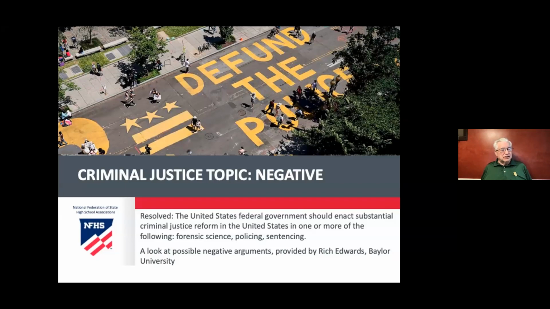Again, a reminder, the national topic this year, which by the way, was originated with Colton Gilbert, who's the debate coach at Little Rock and home of Brown v. Board of Education. If any of you had the opportunity to visit Little Rock and to see that site, it's pretty interesting that this topic was authored by an African-American brilliant young man, Colton Gilbert. So the wording of the topic: the United States federal government should enact substantial criminal justice reform in the United States in one or more of the following: forensic science, policing, sentencing.